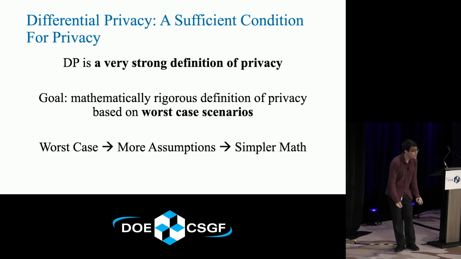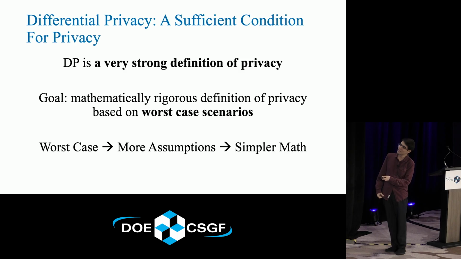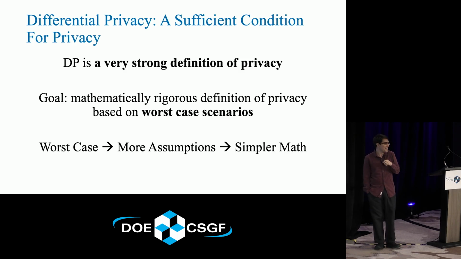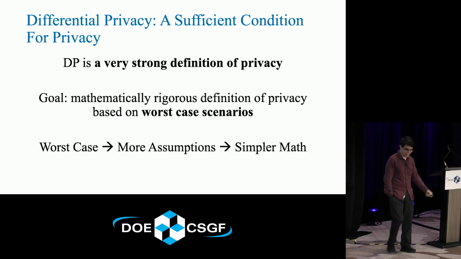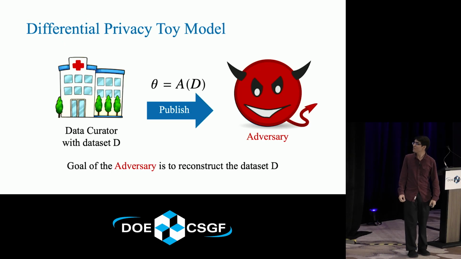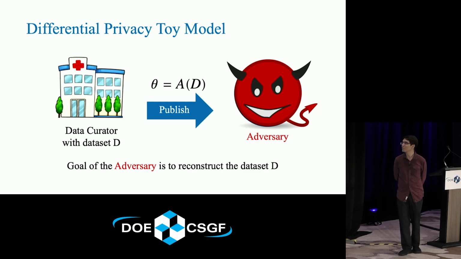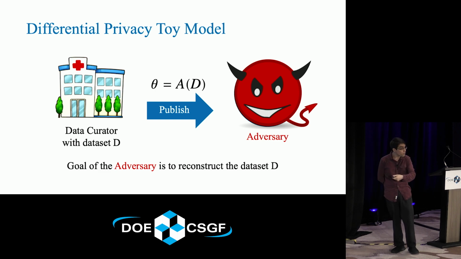And that looks really, really weird. At least it did to me at the beginning. And the reason that we think about things this way is that the more you assume that the worst case is going to happen, that translates into more assumptions that actually simplify the math. So just keep that in mind. With that primer, I can finally start trying to get to the definition of differential privacy. Again, this is our threat model here. We're sending some statistic directly to an adversary. Their goal is to reconstruct the data.